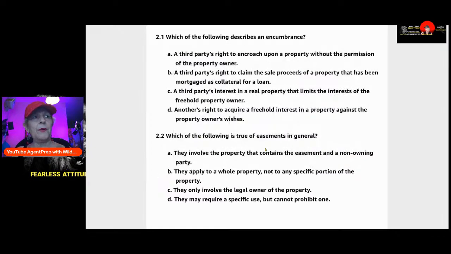All right, so which of the following is true of easements in general? A, they involve the property that contains the easement and a non-owning party. B, they apply to a whole property, not to any specific portion of the property. C, they only involve the legal owner of the property. Or D, they may require a specific use but not prohibit one.